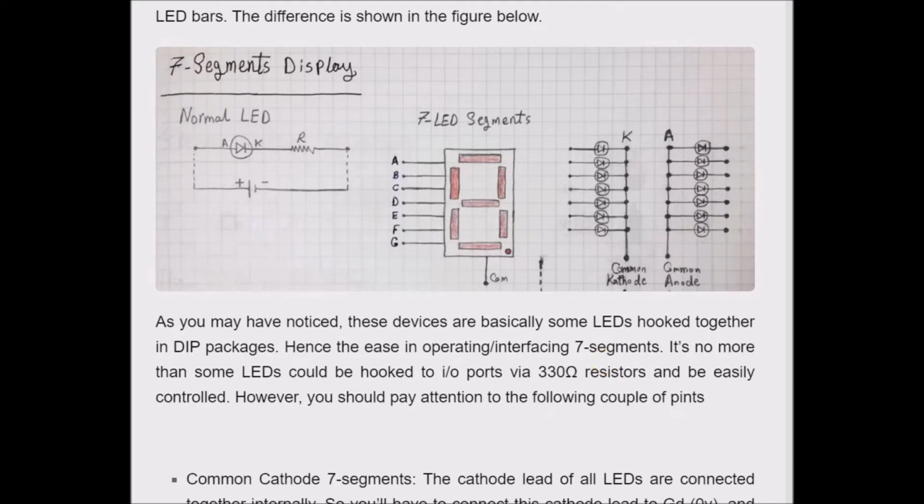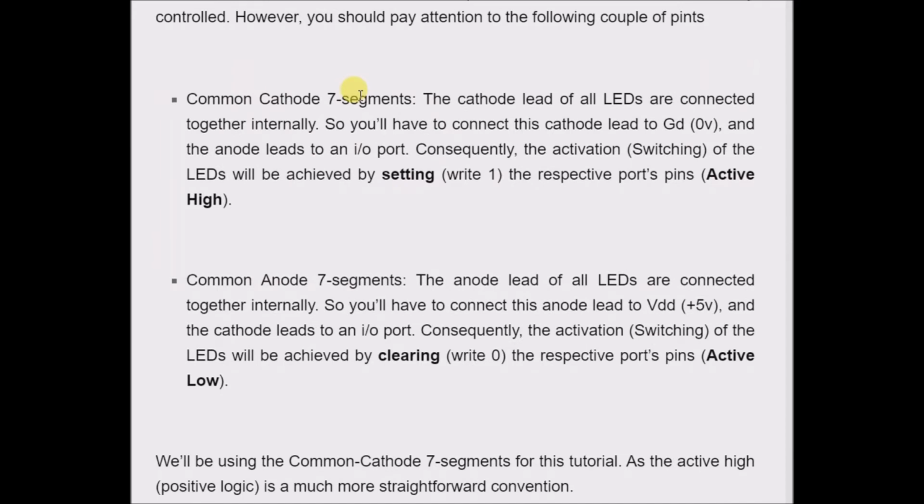I think that means pins. Common cathode, 7 segments. The cathode lead of all LEDs are connected together internally, so you'll have to connect this cathode lead to ground, and the anode leads to an input-output port. Consequently, the activation switching of the LEDs will be achieved by setting (writing 1) the respective port pins active high.